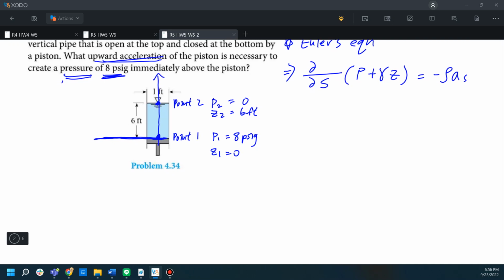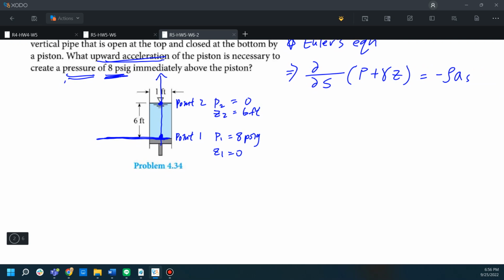So let's rewrite this Euler equation into a difference form. This will be minus delta of (P plus gamma Z) is equal to rho a_s times delta s.